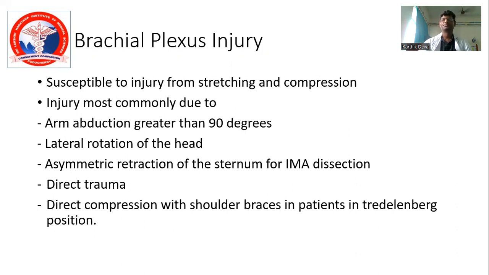Brachial plexus injury. Susceptible to injury from stretching and compression. Injury is most commonly due to arm abduction greater than 90 degrees, lateral rotation of the head, asymmetric retraction of the sternum for IMA dissection, direct trauma, and direct compression with shoulder braces in patients in Trendelenburg position.